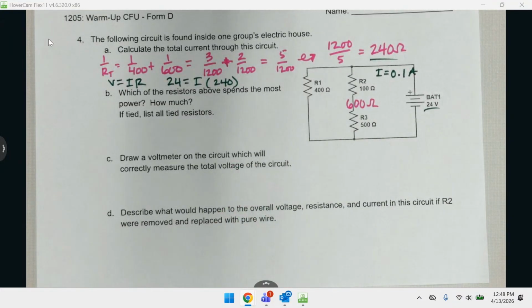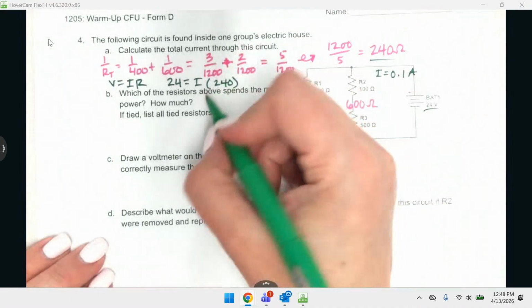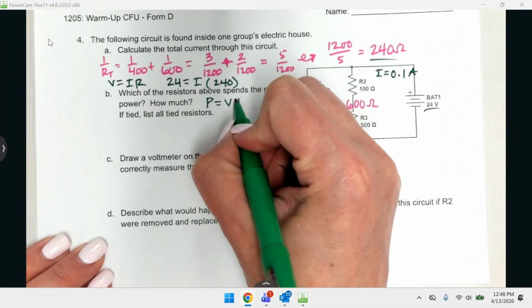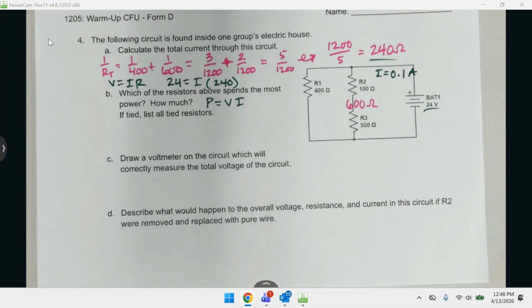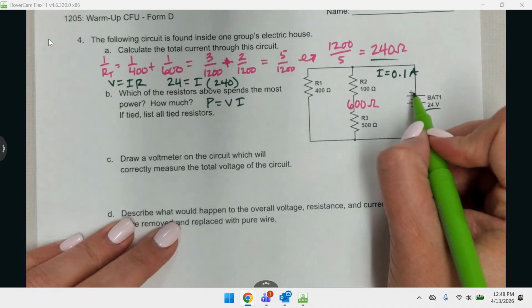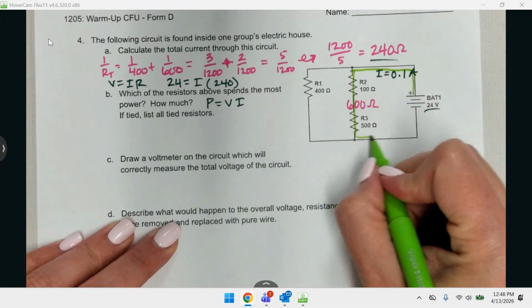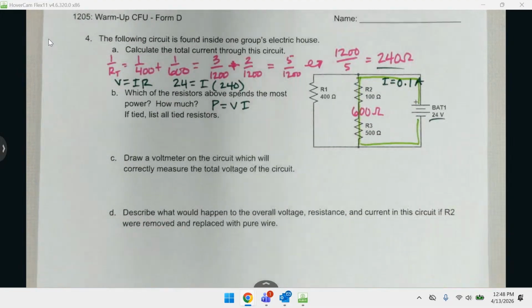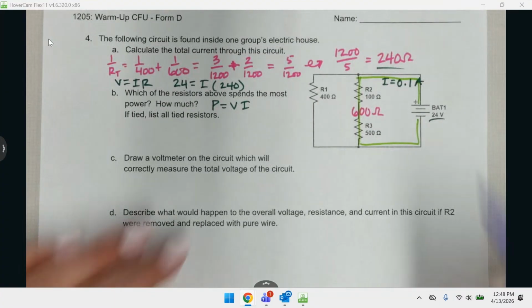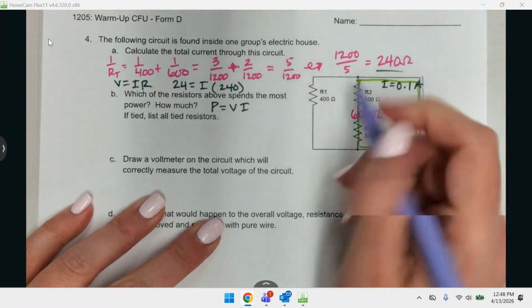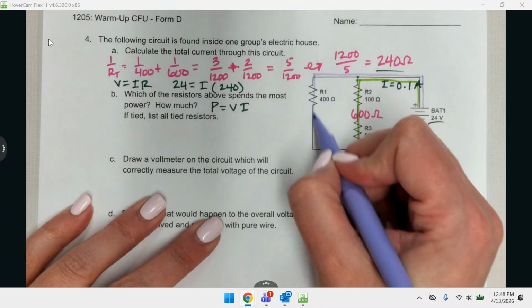All right, letter B, which of the resistors above spends the most power? Again, power has this equation, voltage times current. So we would need to know what our voltage drops were, and we would need to know what our current is. Anytime you have a parallel or a combination circuit like this, I'm going to recommend you draw in your pathways so you can see the different loops that the charges are flowing on. Some of your charges are following that green loop, but some of your charges are on this purple loop right here.